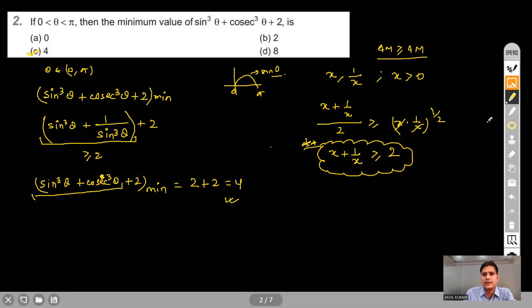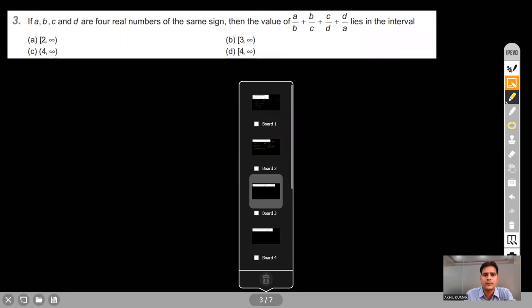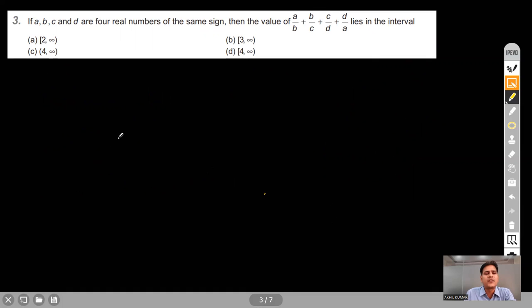So let's take the third question. It is saying if A, B, C, and D are four real numbers of the same sign, then the value of A by B plus B by C plus C by D plus D by A lies in the interval. We have to say in which interval the value of this should lie.